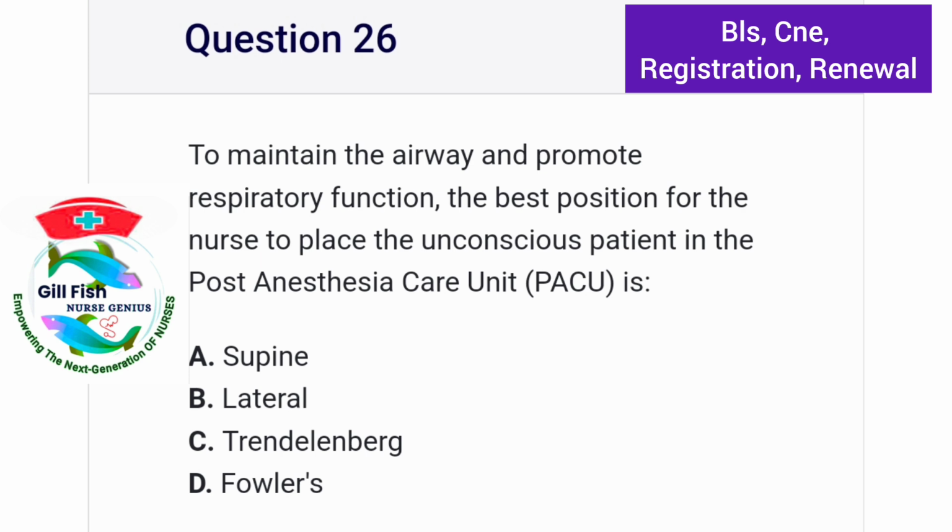So what do we have to do for the position, for this recovery position? In recovery, usually what are we going to do? We are doing the lateral position. So option B will be the correct answer.